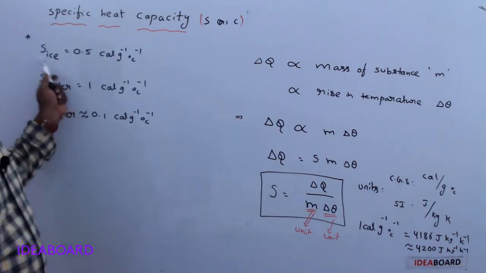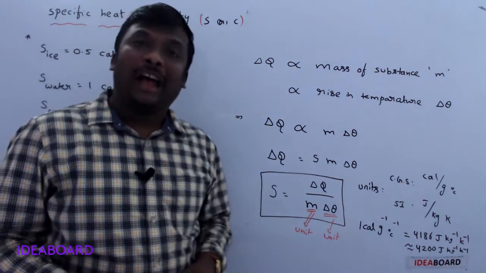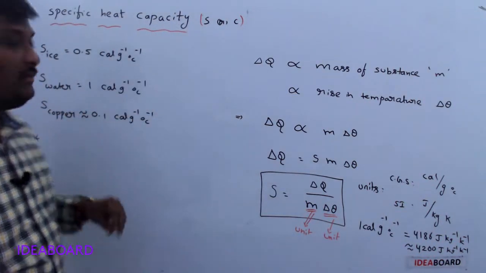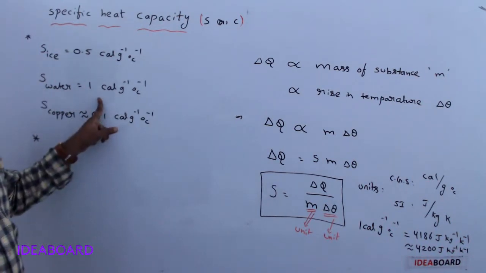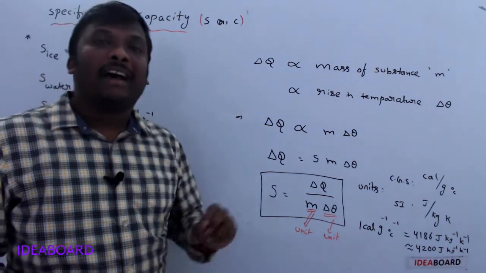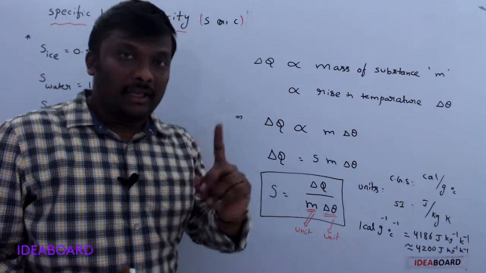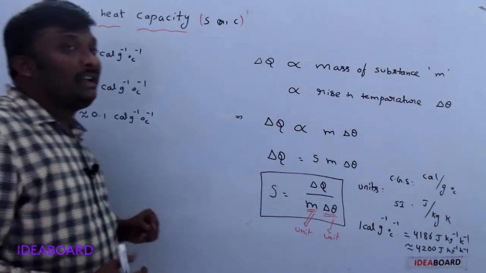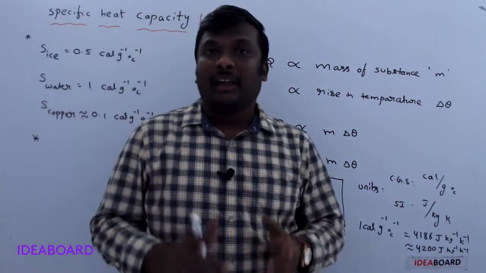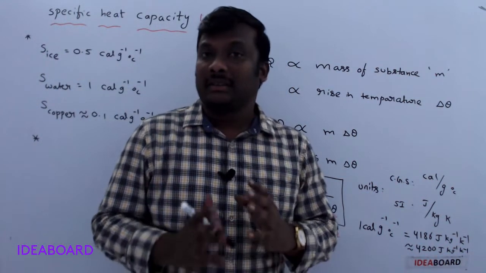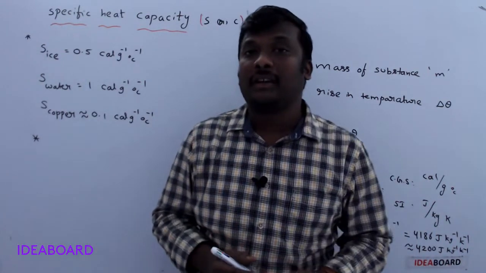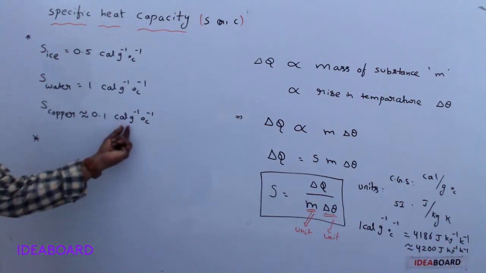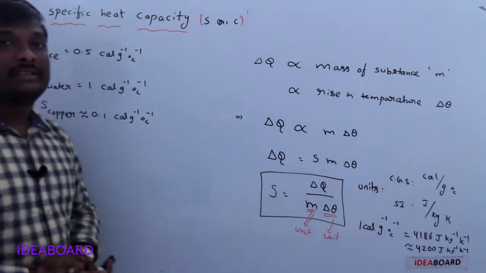See, the specific heat value for ice is 0.5 calorie gram inverse degree Celsius inverse. For water, 1. Okay, the highest value of specific heat is only for water. Keep in mind, this is 1 always. And specific heat of copper, generally we are taking the calorimeter. Calorimeter is made with copper. So you must remember the value of the specific heat of copper also. That value is nearly 0.1 calorie gram inverse degree Celsius inverse.